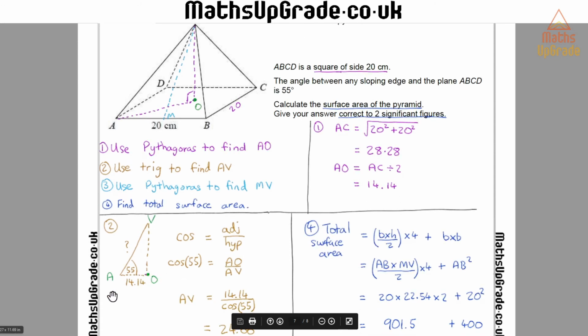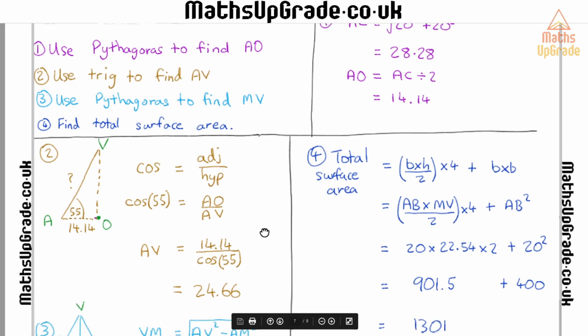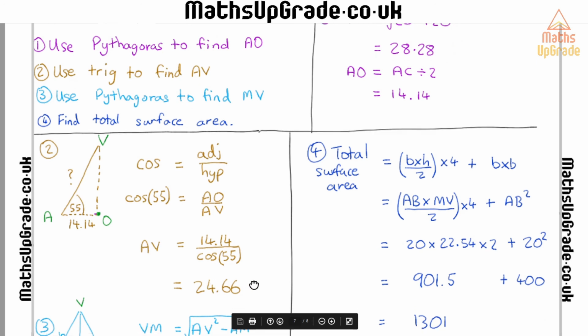And I know that AV and AO are related through the cos ratio. So since cos is adjacent divided by hypotenuse, the adjacent is AO, the hypotenuse is AV. If I rearrange this equation here, I can find AV, which is 24.66.